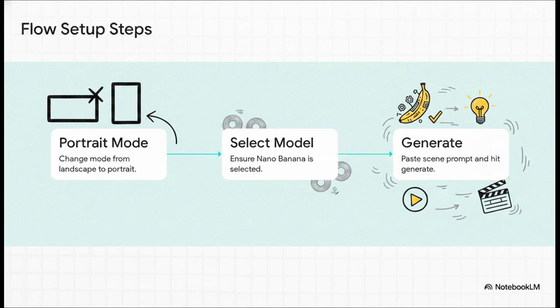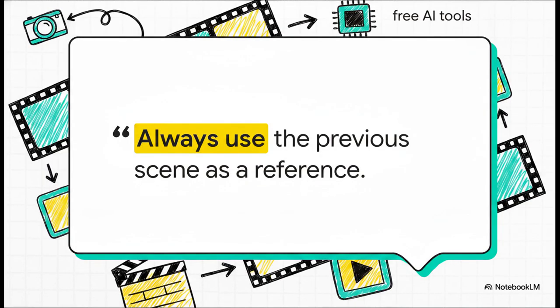You must change the mode from landscape to portrait. This is mandatory for short-form vertical content, otherwise you're just going to waste time generating unusable visuals. Then, just make sure the Nano Banana image model is selected, paste your prompt, and hit generate. I want you to really focus on this next rule. In fact, if you take away just one thing from this explainer, let it be this.